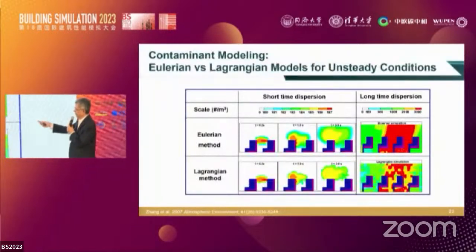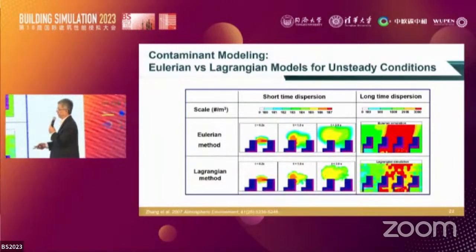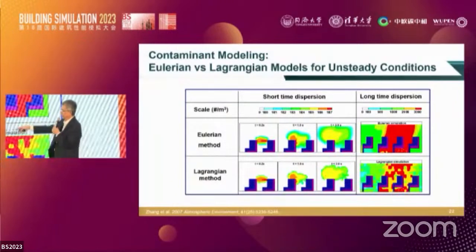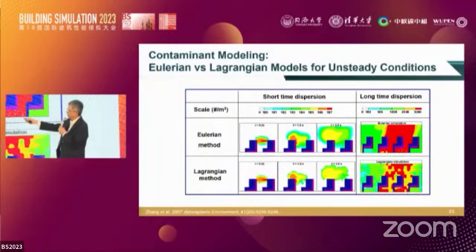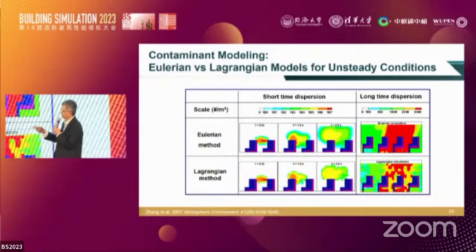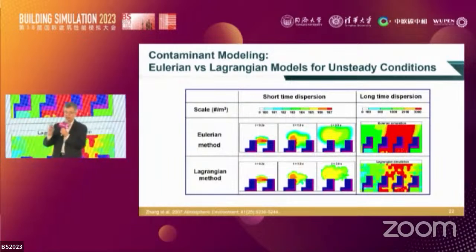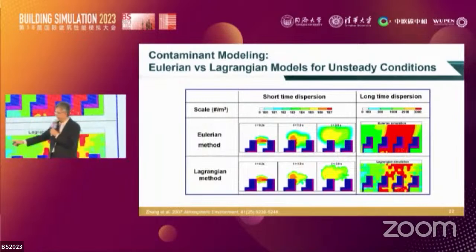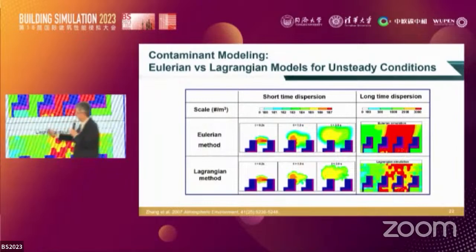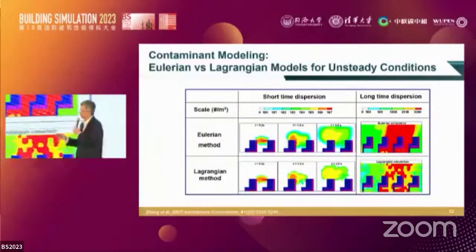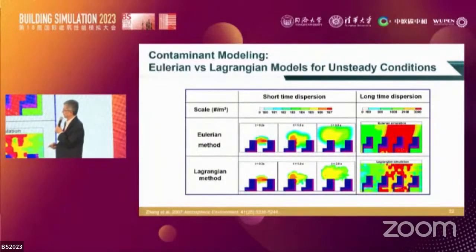So we compare the two methods in the airplane, and those are the results. The Eulerian model, because it calculates concentration, always gives a very smooth result. But the Lagrangian model depends on how many particles you put in. Sometimes your result is not very smooth, but they are very similar. Therefore, no matter which one you use, you should get a very good result.